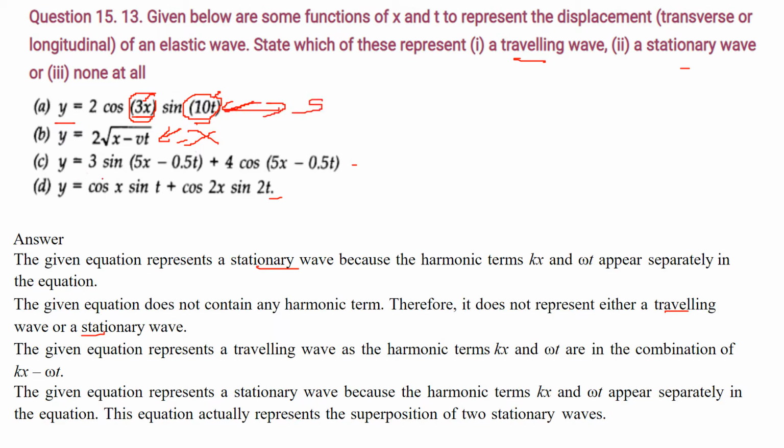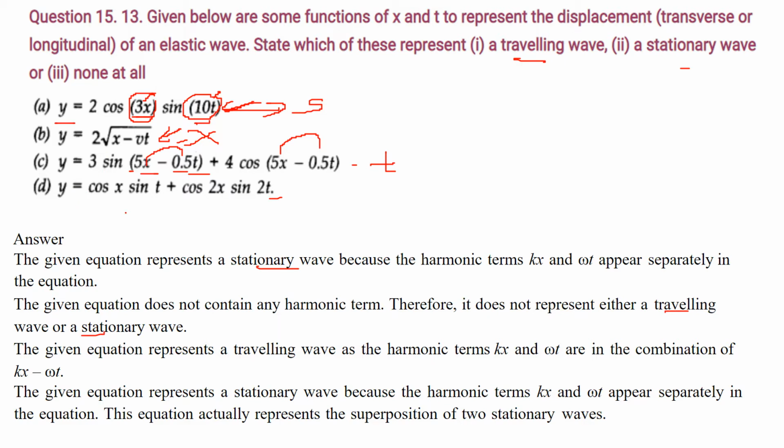Now here we have y equal to 3 sin(5x minus 0.5t) plus 4 cos(5x minus 0.5t). This equation is representing a traveling wave because kx and omega t are in the combination kx minus omega t. Here also it's kx minus omega t form. Here k is 5, omega is 0.5. So this equation is a traveling wave equation.